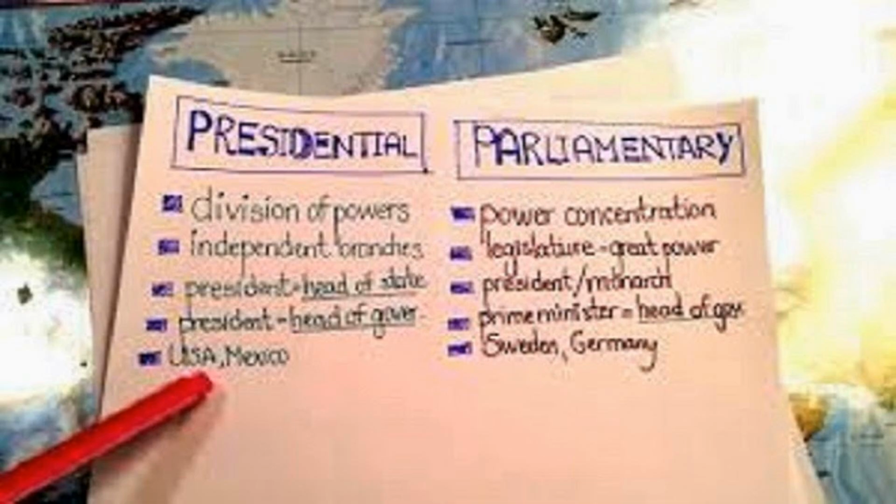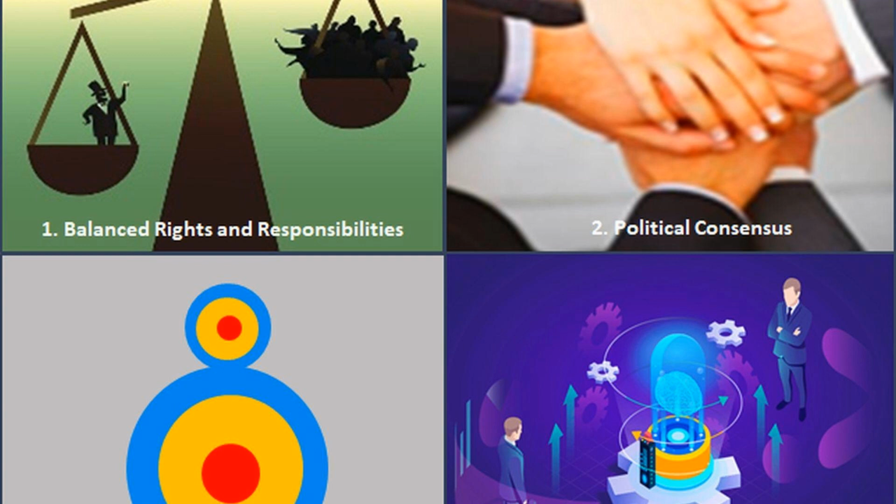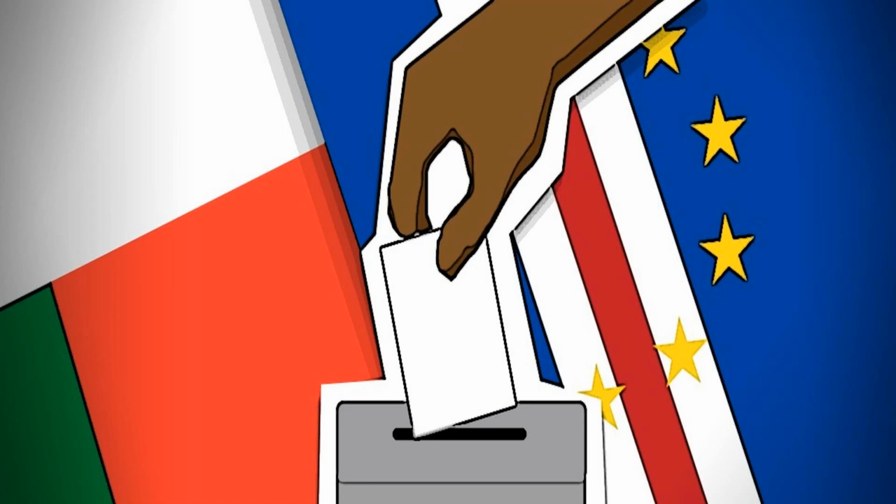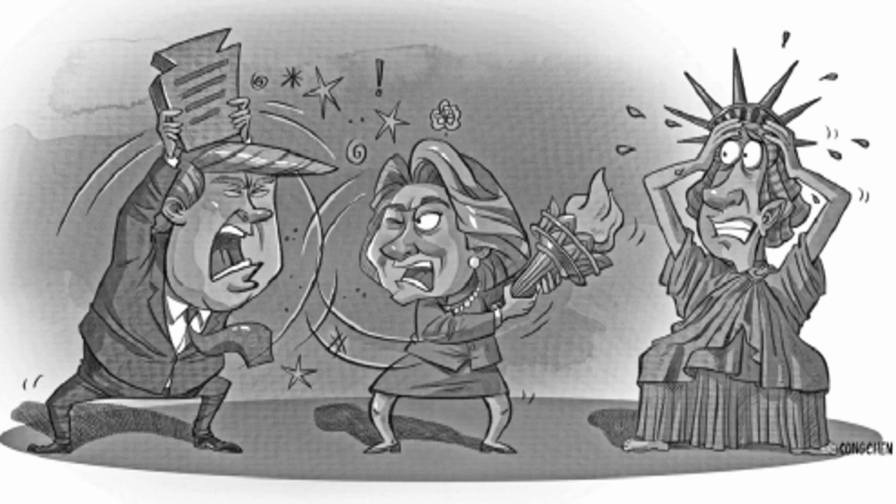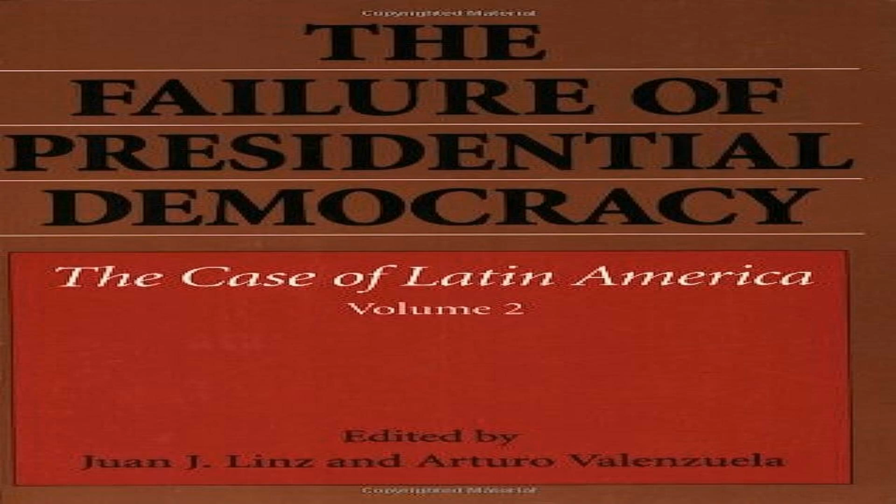Presidential democracy is a system of government in which the executive branch is separate from the legislative branch, and the president serves as the head of state and head of government. In a presidential democracy, the president is elected by the people and holds significant executive powers, including the authority to propose and implement policies, command the armed forces, and appoint key officials.